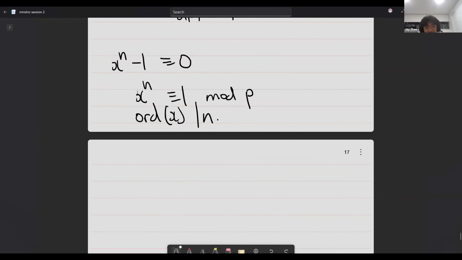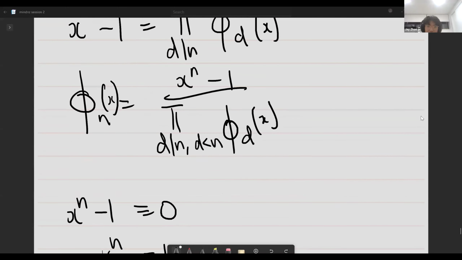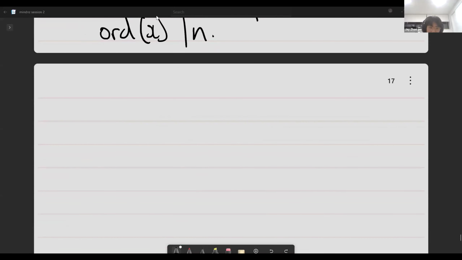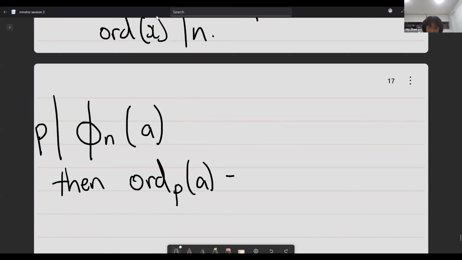Did that make sense to you guys? I think it's okay if you don't fully understand exactly why this is true. But the key takeaway here is that if you have the nth cyclotomic polynomial, and you apply a to it, and p divides this, then the order of a is equal to n.